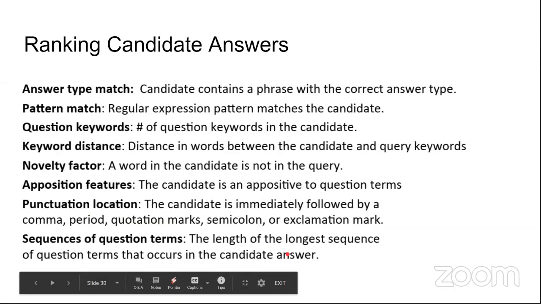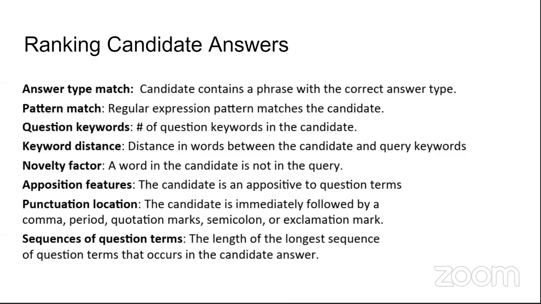So ranking candidate answers: the correct answer type should be matched. There can be a regular expression pattern that matches the candidate. It's not necessary that the exact answer type is what you get; you may get a passage based on the regular expression pattern. Then, how many question keywords are present in the candidate answer, and what is the actual keyword distance between the words, and the candidate and query keywords.